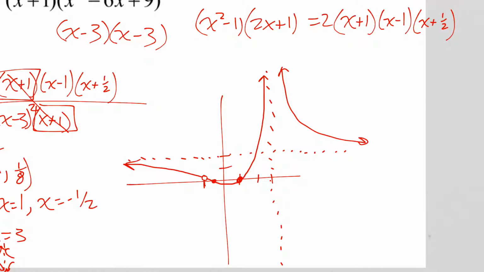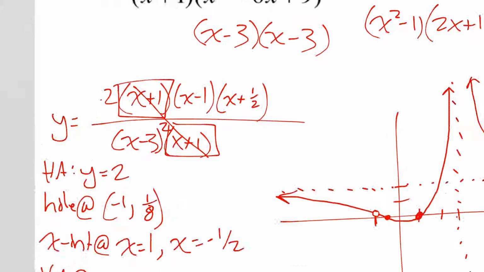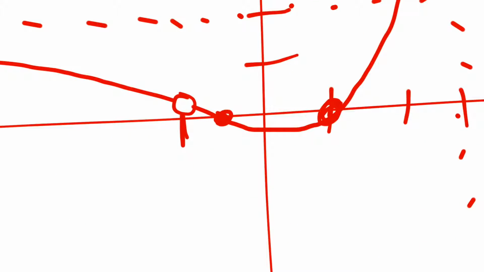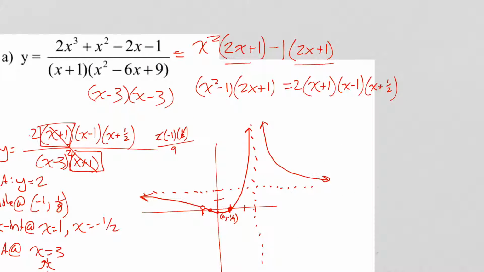We could figure out the value of our y-intercept to be like more awesome, and maybe we should do that. So plug in 0, what do we get? We get 2 times -1 times 1/2. Again, that and that go away, and we're left with -1 over, plug in 0, 3 squared is 9, -1/9. So this thing has to be at 0, -1/9. Boom! We just made it even better.